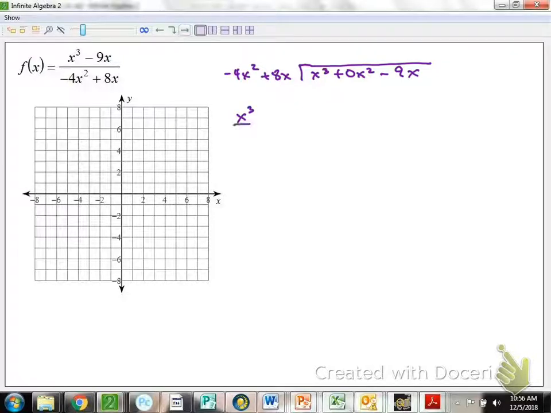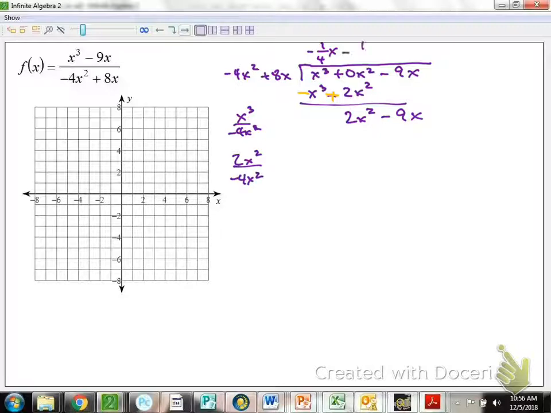So x cubed divided by -4x squared gives us -1/4 x, right? Multiply that times -4x squared plus 8x, and we get x cubed minus 2x squared. And then we change the signs, and that gives us 2x squared. You can bring down a negative 9x, but we don't really even need it. 2x squared divided by -4x squared is -1/2. So y equals -1/4 x minus 1/2 is my oblique asymptote. All right? Y'all okay with that process?